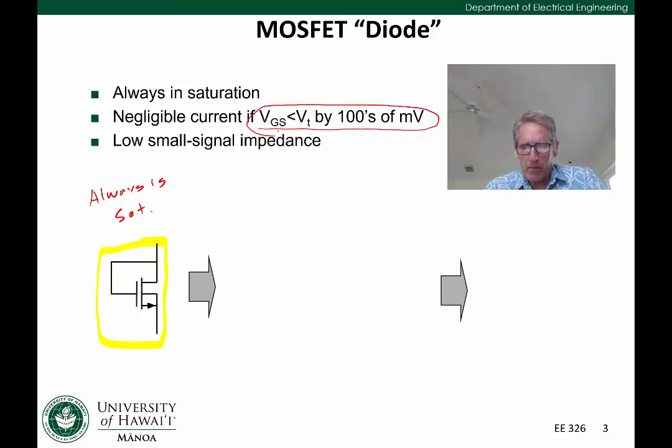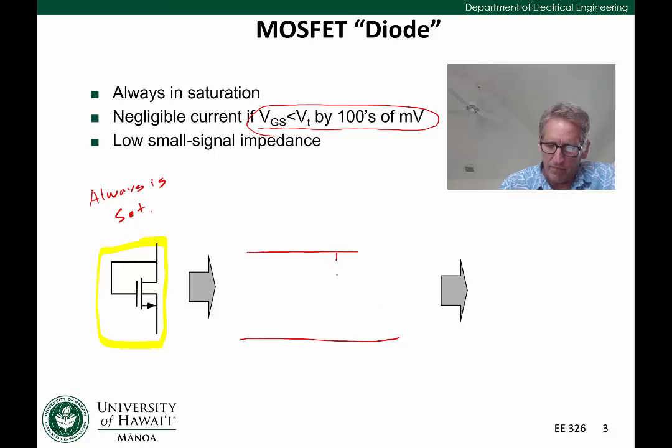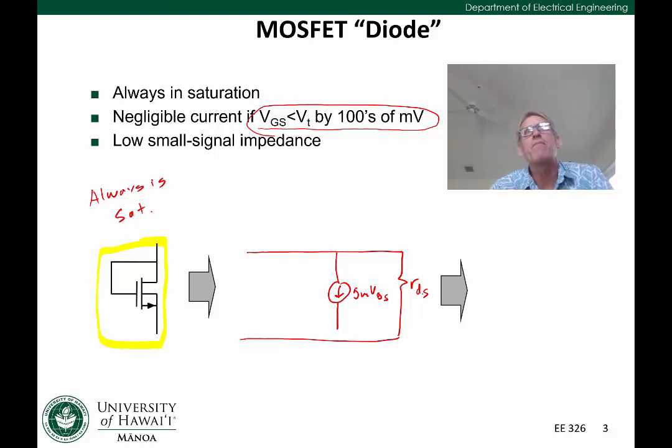Now, if we want to look at the small signal behavior, we should draw a small signal model. And what we'd see in this case is that we're going to short the drain. So we have gm VGS and we have our rds. And over here, we have VGS. But notice that the gate and the drain are now shorted, so it's really a two-terminal device.